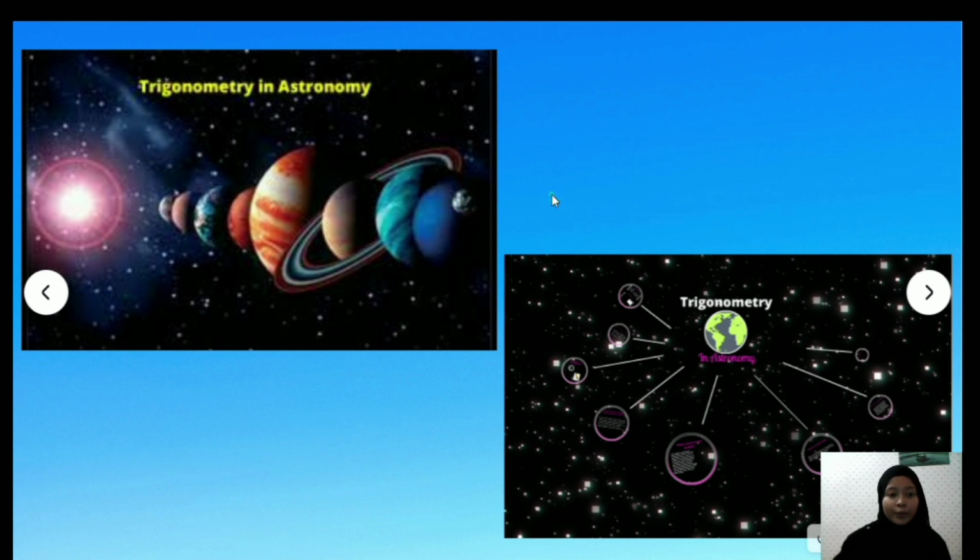While in astronomy, we can use trigonometry to measure the distance of nearby stars and planets, and we can also use it in the satellite navigation system.